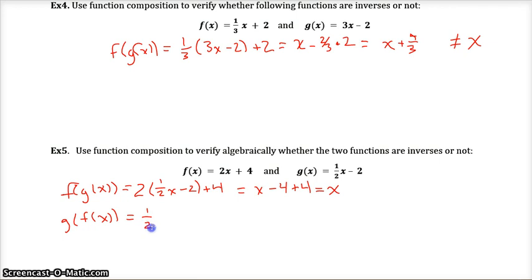I want to put f into the g function. So I'm writing the g function, but when I get to x, I'm going to actually input all of this f of x expression, okay? Minus 2, and if I distribute the half, I get x plus 2 minus 2. It looks very similar, and yay, we have inverses.